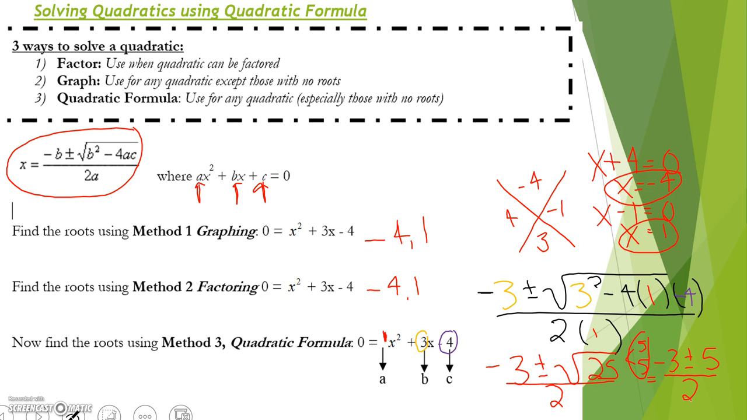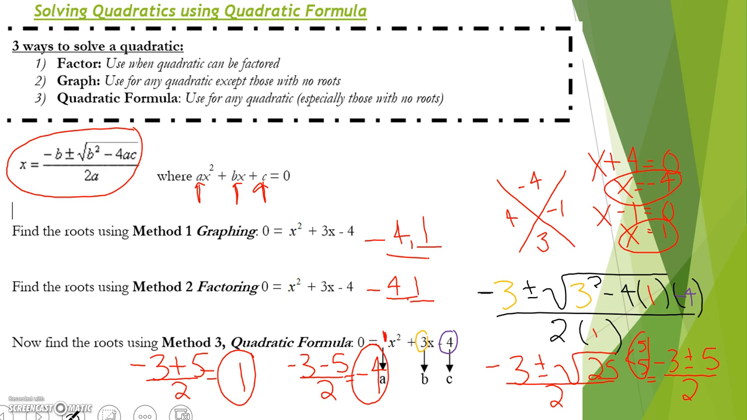So now if there are no radicals or i's, what you're going to actually do is solve this problem. You're going to put it in your calculator or use your brain. You're going to do these two things: -3 plus 5 divided by 2, and -3 minus 5 divided by 2. So -3 plus 5 is 2, and 2 divided by 2 is 1. That's the first root, which is just like what we got in the other two methods. -3 minus 5 is -8, divided by 2 is -4, which is what we got using the other two methods.